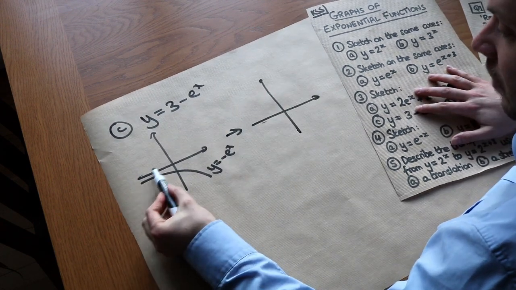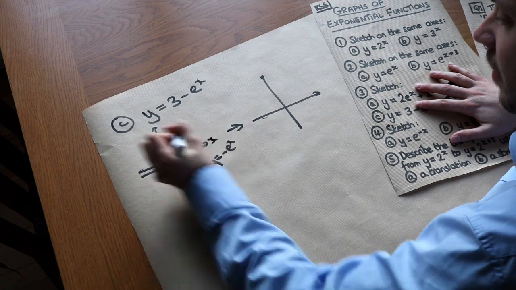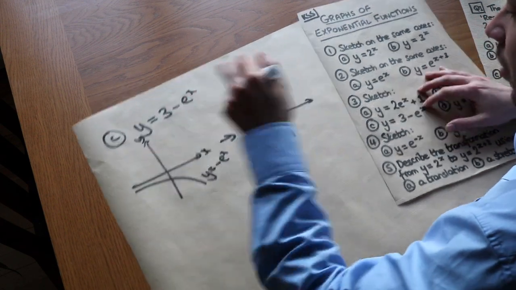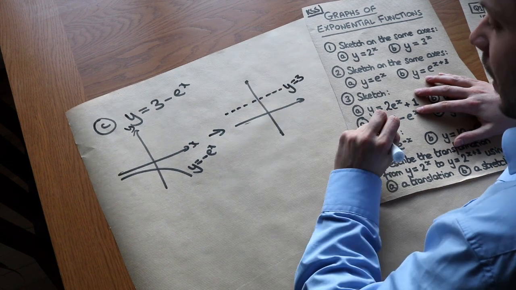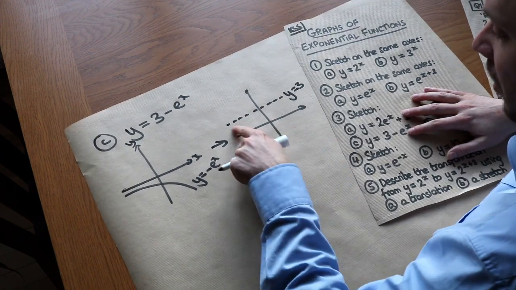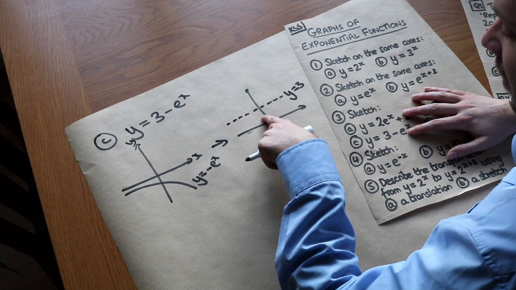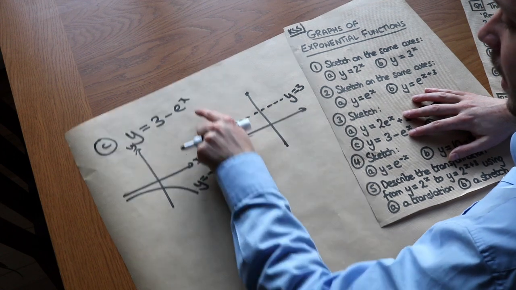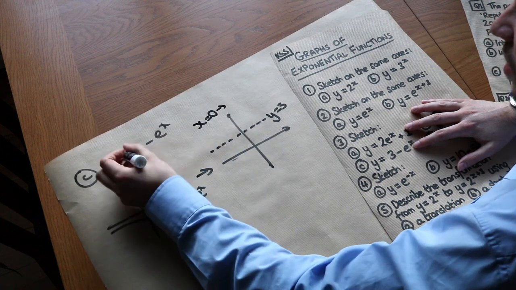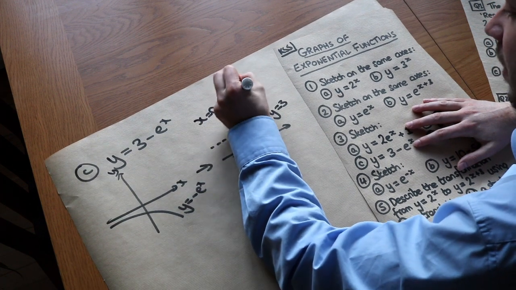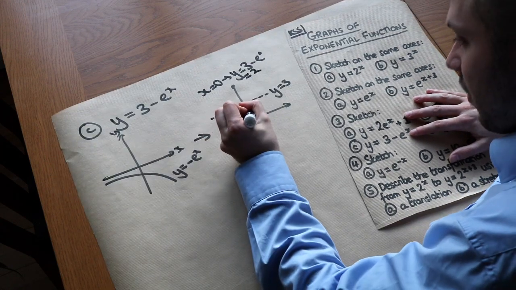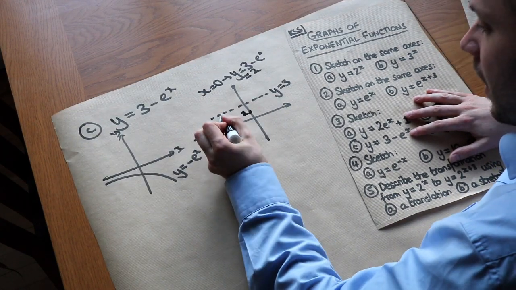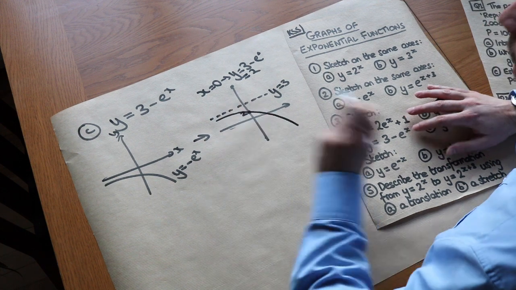So this asymptote here, which is currently the x-axis, is going to go up 3. So we now have an asymptote at y equals 3. And then let's consider the y-intercept as well, because I don't know if this is going to cross above the x-axis or below the x-axis. If x was 0, then we get y equals 3 minus e to the 0, which is 3 minus 1, which is 2. So this crosses at 2, and then it's going to have this shape here.